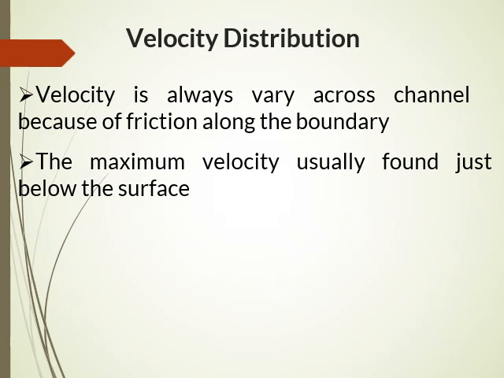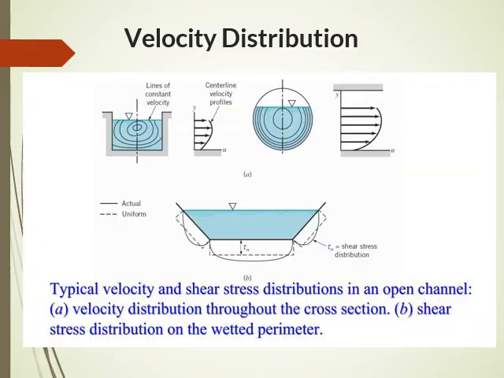Next is the velocity distribution. The velocity may vary across the channel because of friction along the boundary. The maximum velocity is usually found just below the surface. This shows the velocity distributions across the section. The first is the triangular section, showing how the velocity profile changes. The second is the circular section, and the third is the trapezoidal section, showing how the shear stress as well as velocity is distributed throughout the section.